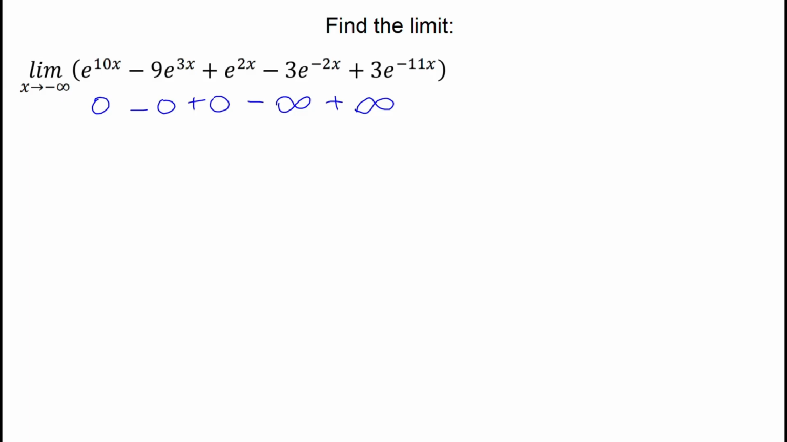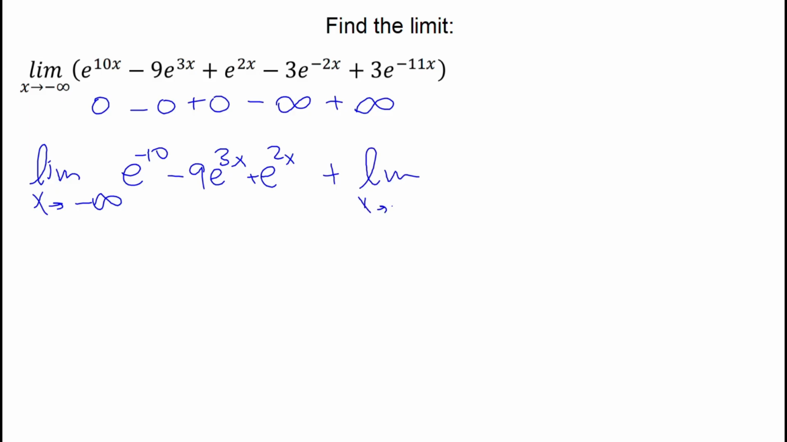Now, we don't have to do any algebraic work with these first three terms if we don't want to, because the limit as x approaches negative infinity of e to the 10x minus 9e to the 3x plus e to the 2x, that's all just 0. And then we'll say plus the limit as x approaches negative infinity of negative 3e to the negative 2x plus 3e to the negative 11x. So the two that are problematic will separate out into their own limit. And then the ones that aren't, we'll just call them all 0. So this is now just 0 plus this other limit.